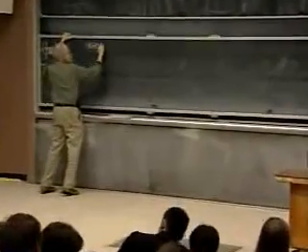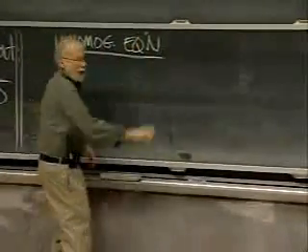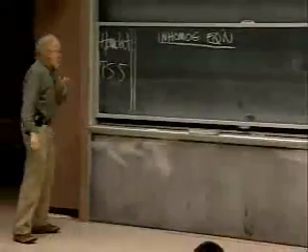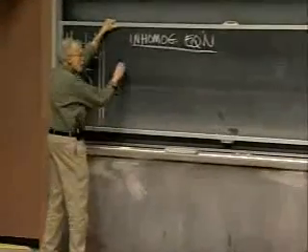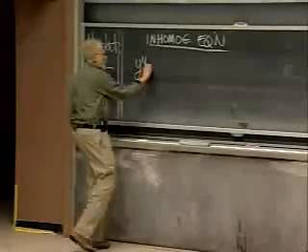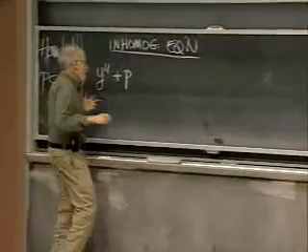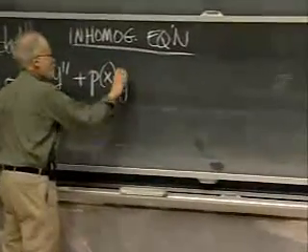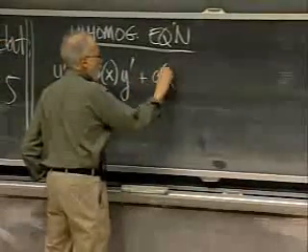We're going to start today in a serious way on the inhomogeneous second order linear differential equation. I'll simply write it out instead of writing out all the words which go with it. So such an equation looks like y double prime plus p of x times y prime plus q of x times y.